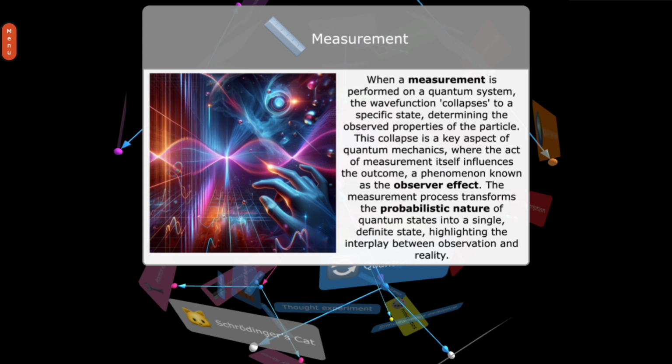When a measurement is performed on a quantum system, the wave function collapses to a specific state, determining the observed properties of the particle. This collapse is a key aspect of quantum mechanics, where the act of measurement itself influences the outcome, a phenomenon known as the observer effect. The measurement process transforms the probabilistic nature of quantum states into a single, definite state, highlighting the interplay between observation and reality.